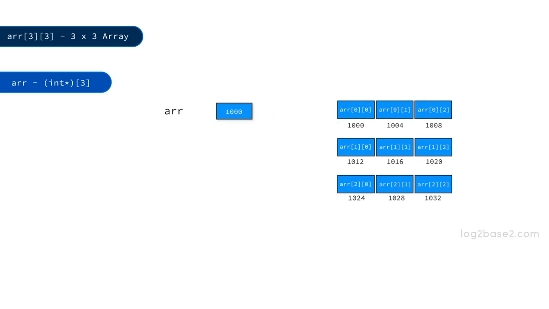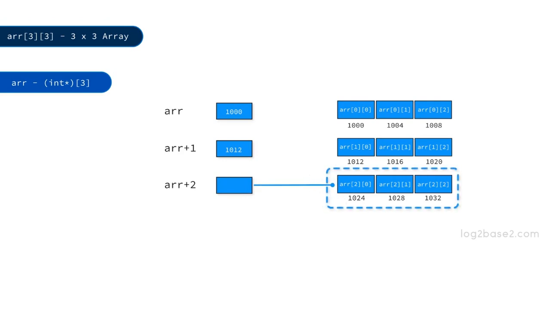And since ARR is a row pointer, if we move ARR by one position, it will point to the next one-dimensional row. So what will be ARR + 1? It will point to the second row of the 2D array. So ARR + 1 will be the base address of the second row, that is 1012. Similarly, ARR + 2 will be pointing to the third row and will have the address 1024.